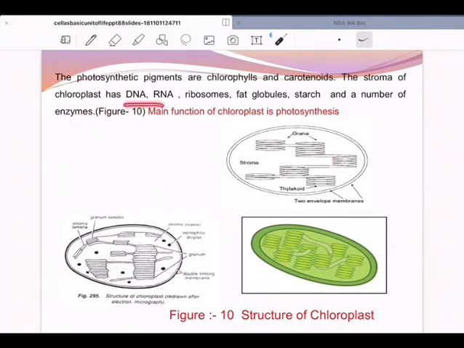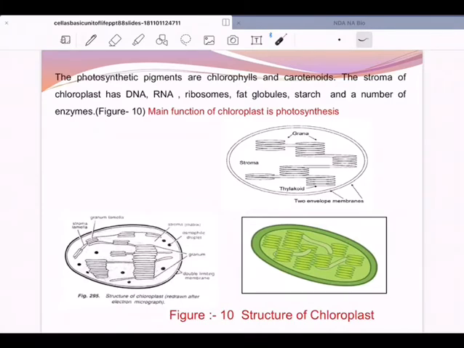Mitochondria and chloroplast will have their own DNA and RNA. So many times in UPSC exams and CBSE exams, this question will be asked. So keep remembering chloroplast and mitochondria. And then ribosomes, fat globules, starch, a number of enzymes. The main function of chloroplast is photosynthesis.